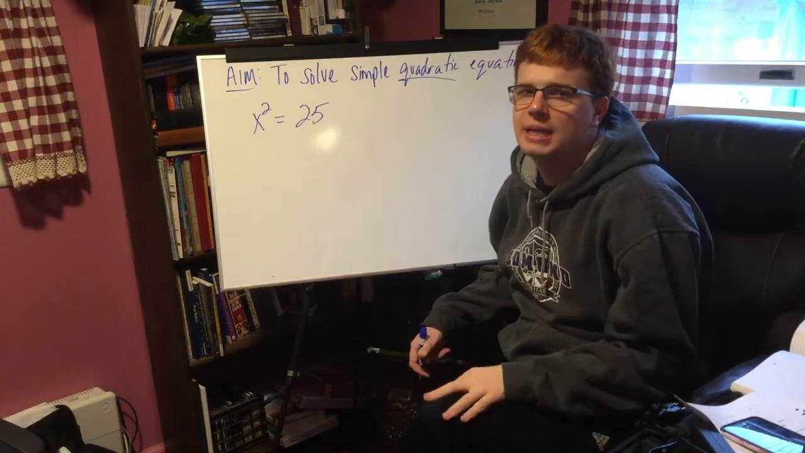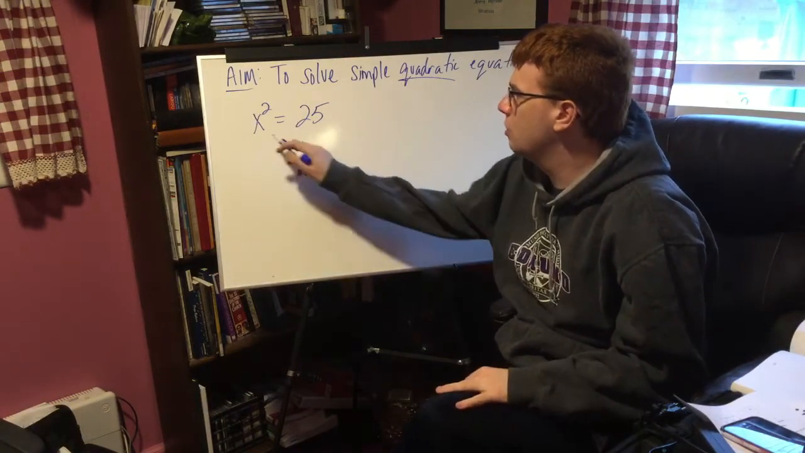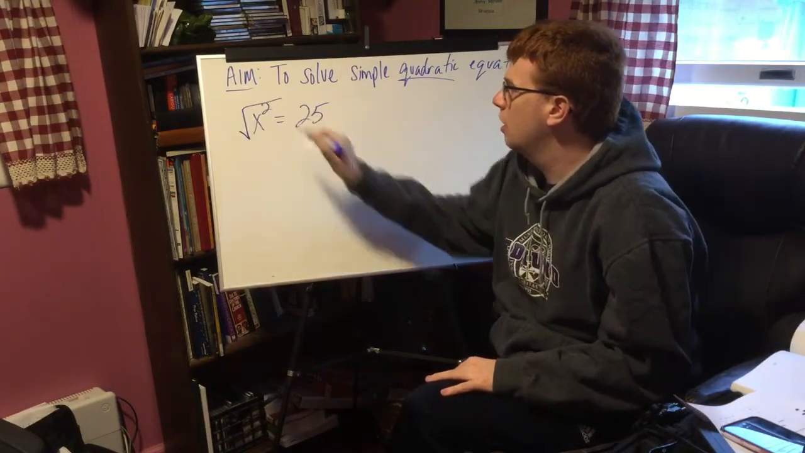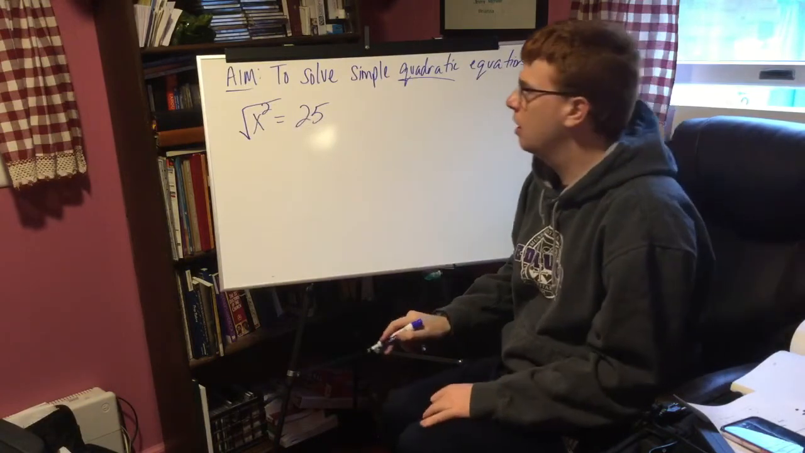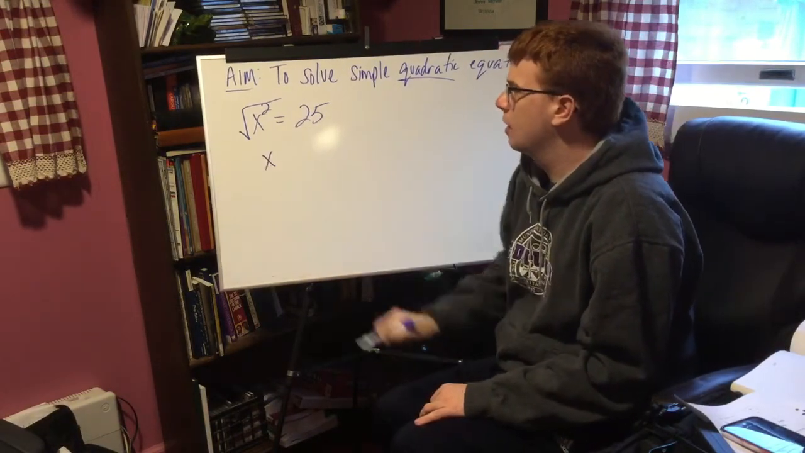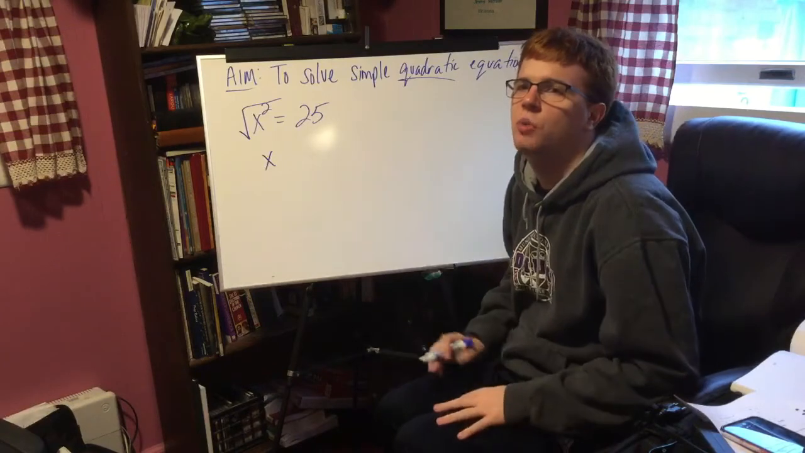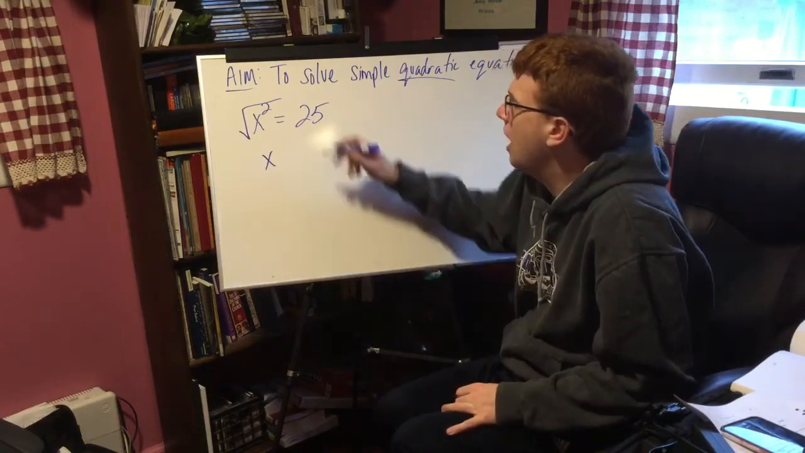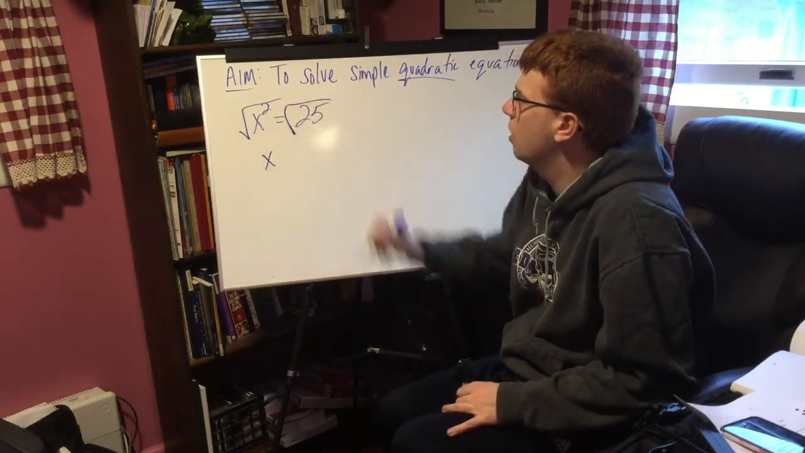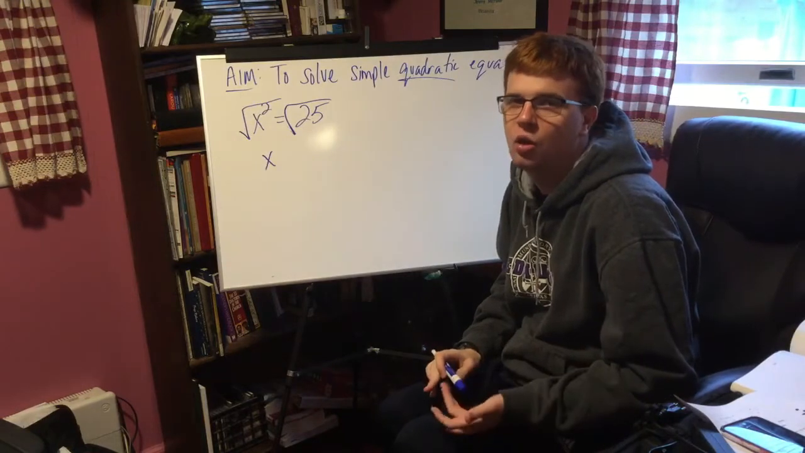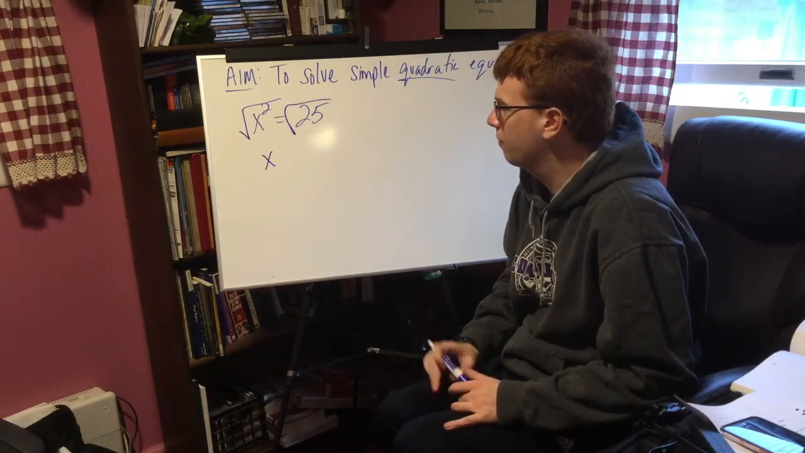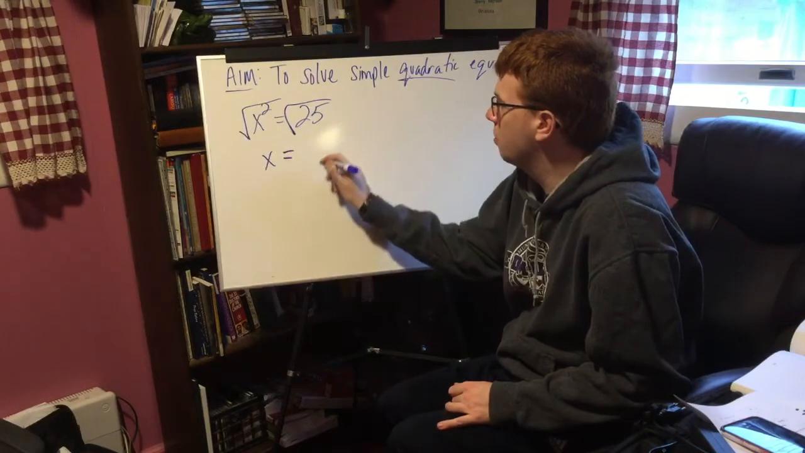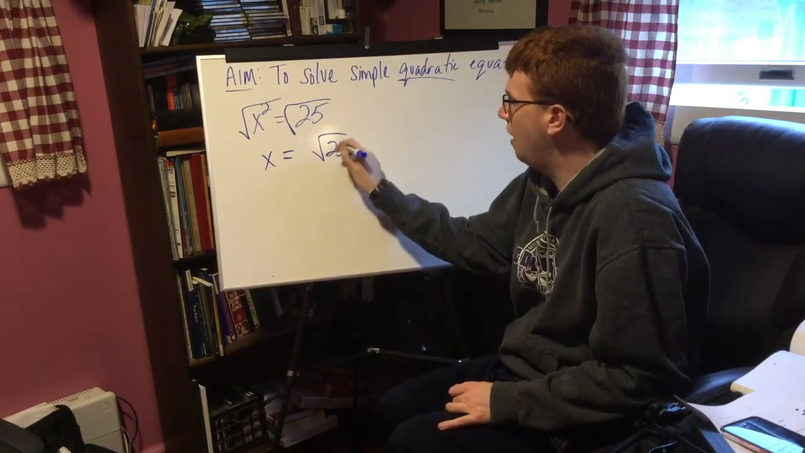So in order to isolate that, we will have to take the square root of x squared, which would be x. And since I took the square root of the left side of the equation, I must also take the square root of the right side of the equation, or the square root of 25. So x is going to be equal to the square root of 25.